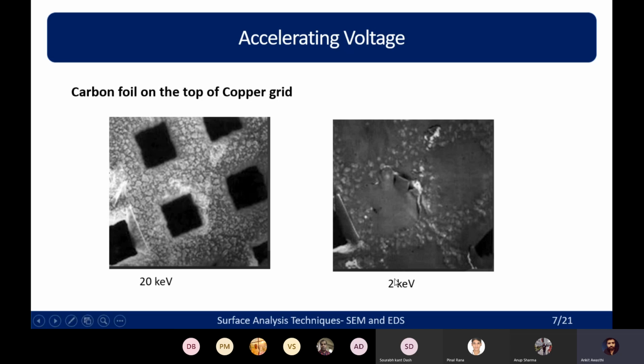But if we decrease the voltage, here you can see the foil is all present, but the image quality is very poor and its resolution is very low. So we have to make a compromise and select the accelerating voltage according to our need, meaning up to what point we are getting the information, and when we start losing it. It's a very important parameter in SEM analysis.